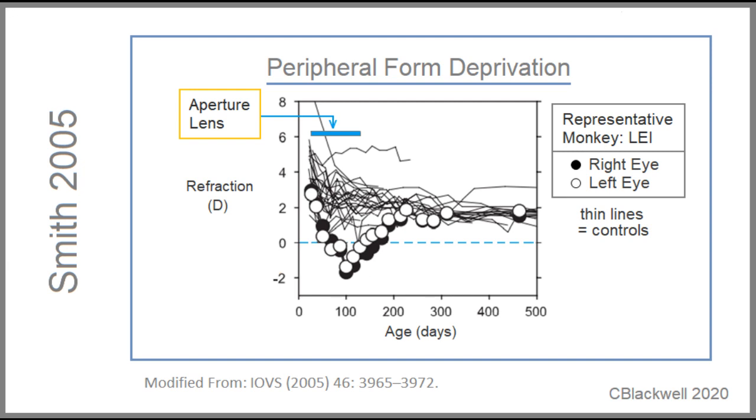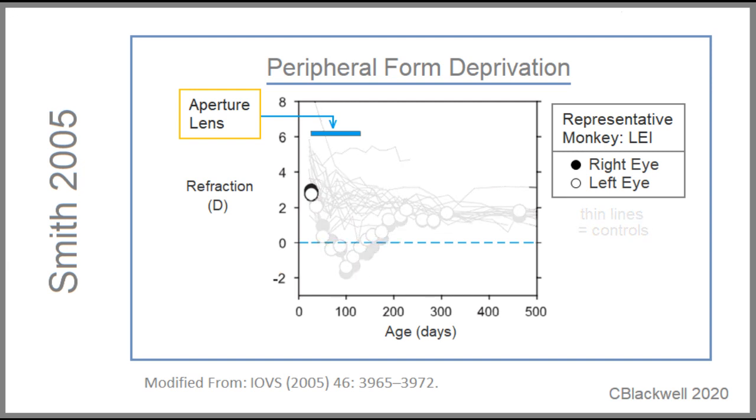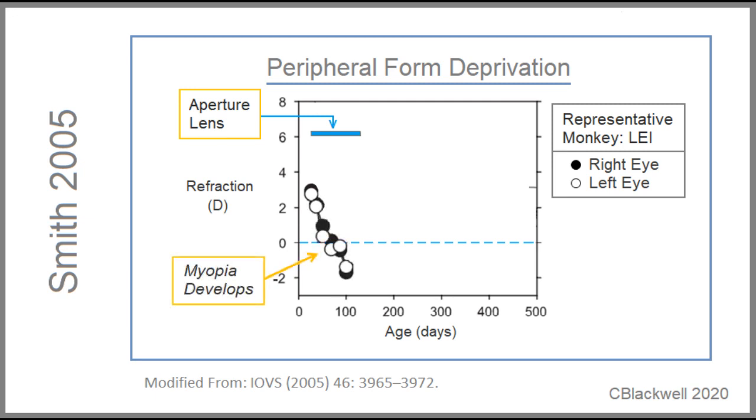Here is another view of the results following refraction change in a representative monkey. The thin lines are the controls, which we will remove for clarity. The blue bar is the period with the aperture lens in place. While the aperture lens is in place, myopia increases progressively. After the aperture lens is removed, allowing a clear peripheral image, there is recovery from myopia, heading back to normal development. That is additional evidence that it is the peripheral retina that is in control of emmetropization.